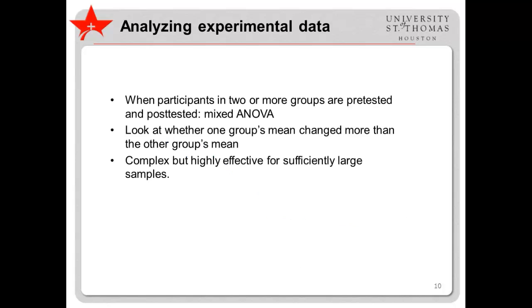A bit more complex analysis is used for a design that involves pre-testing and post-testing 2 or more groups. Although you can use 2 paired t-tests and associated effect size to compare the groups, a more precise analysis is a mixed analysis of variance, or ANOVA. This involves looking at whether one group's mean changed from pretest to post-test more than the other group's mean. This is a more complex analysis, but it is highly effective when sample sizes are large enough.